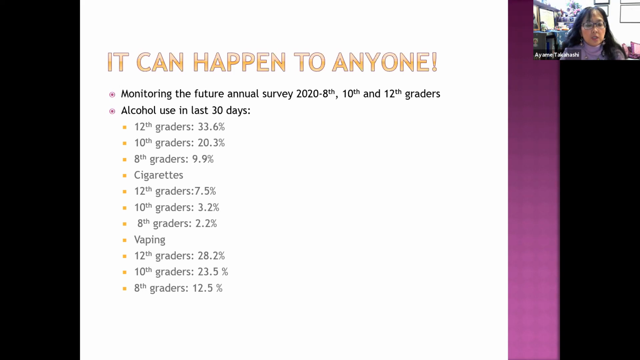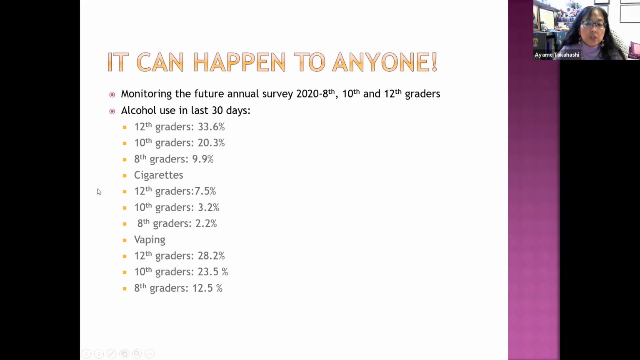So alcohol use is by far the highest percentage. As expected, 12th graders have the highest percentage of use, about 33% having had a drink in the past 30 days. 10th graders, about 20%, and then 8th graders, about 10%. And for cigarettes, 12th graders, about 7.5%, 10th graders, 3.2%, and then 8th graders, 2.2%.